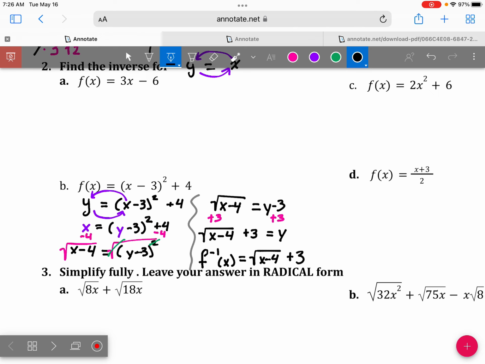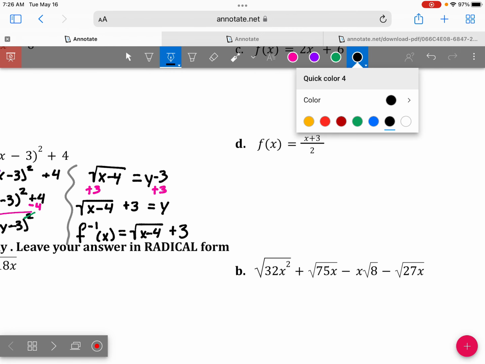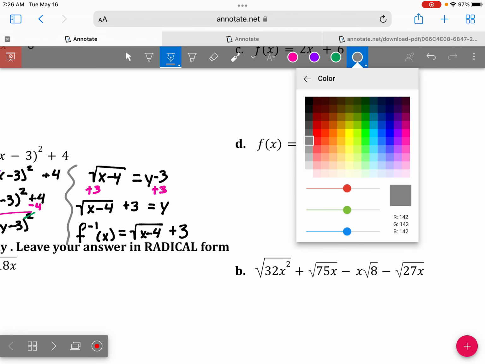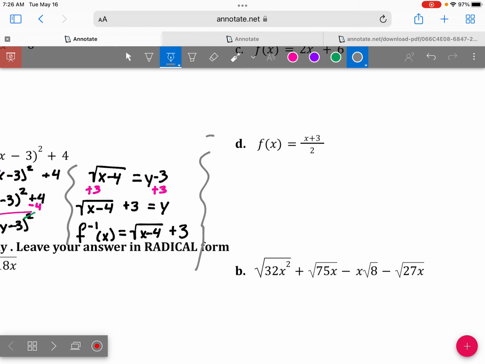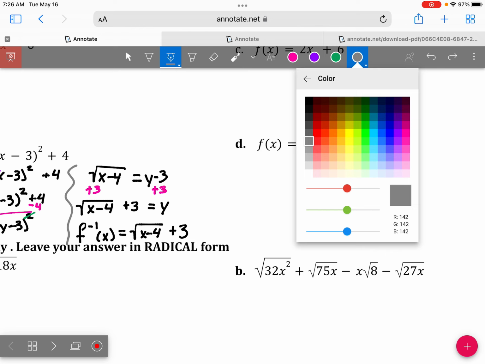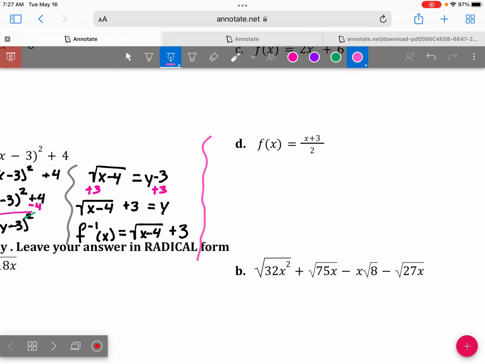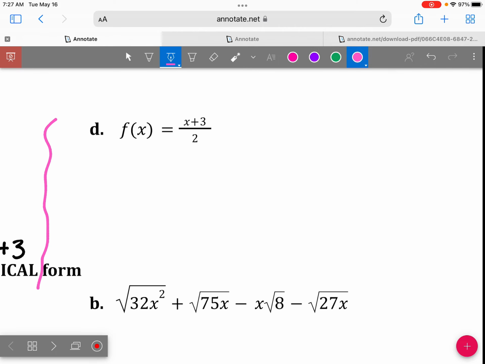Okay, questions on the inverses or what I do with that? Okay. Can we go over D? D? Yeah. Very similar vibe. It's just a linear function, so it's not going to be as complicated. Let me get a different color for that barrier, just so that we have a division between these problems here.